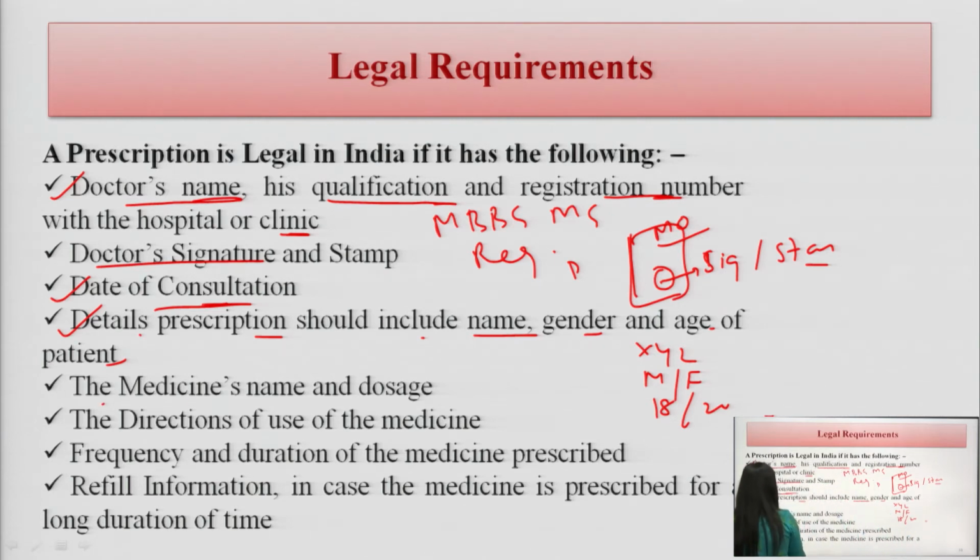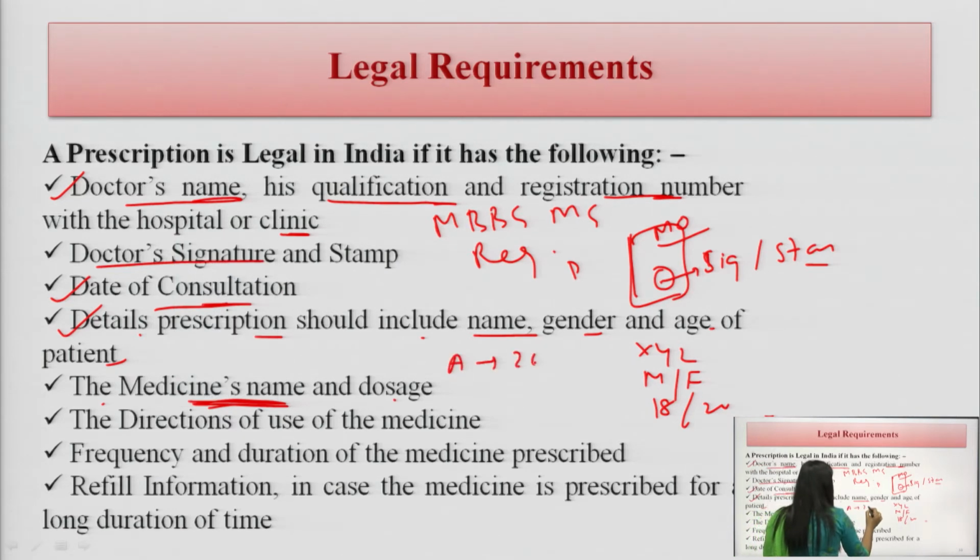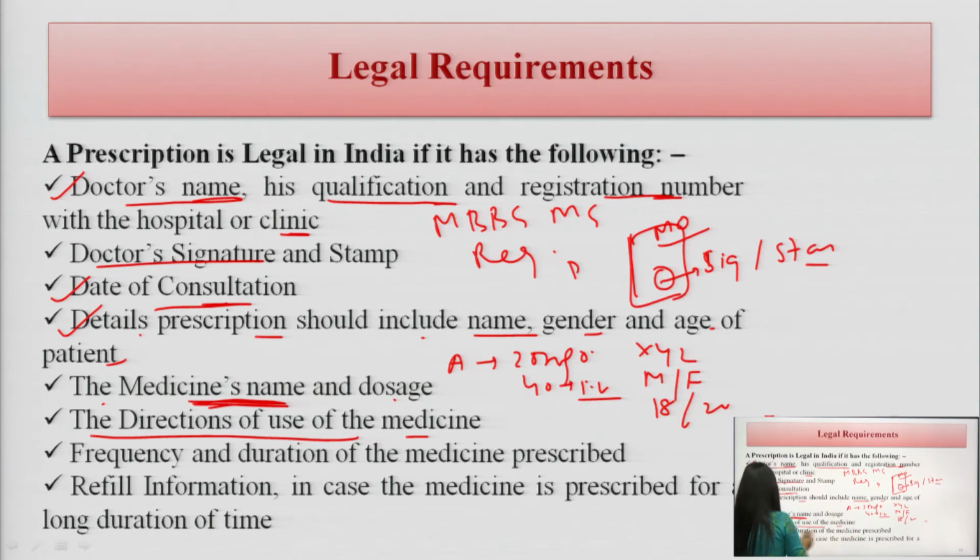Now the medicine's name: what is the medicine name, what is the dosage. Dosage means if any drug is given, 20 mg, 40 mg, 50 mg, like this. The directions of use, how to take it: it could be oral, it could be IV. So the use of the medicine.